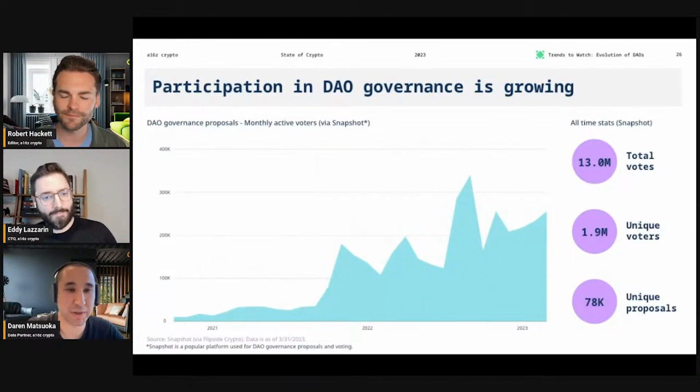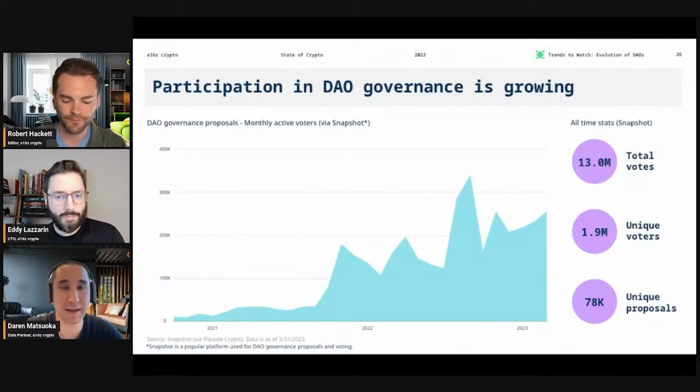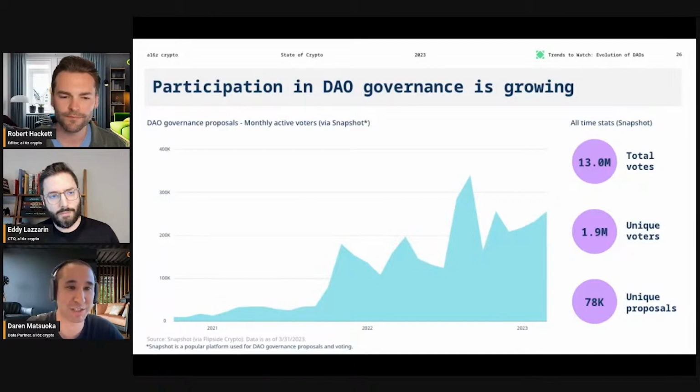And just to look at some data here, we have seen really positive momentum when it comes to participating in DAO governance. 13 million votes cast across nearly 2 million unique voters and 78,000 unique proposals. And when you look at this data over time, by the way, this is looking at voting activity on Snapshot, which is a popular platform for DAOs. It's been growing even in the bear market. I think there's something to be said about the user experience of not having to pay for gas on each transaction, which makes it easier for people to actively participate. But it's really cool to see that active participation is growing, and I think there are some cool numbers here to unpack.